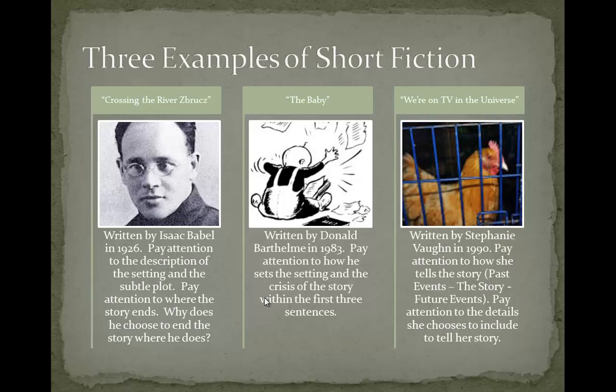In our book, we have 3 examples of short fiction. The first is a beautifully written short story called Crossing the River Zbruch, and this is by Isaac Babel, and it was published in 1926. When you read this story, I want you to really pay attention to the description of the setting and the subtle way that he moves the plot along. The plot is, remember, what's taking place in the story, right?